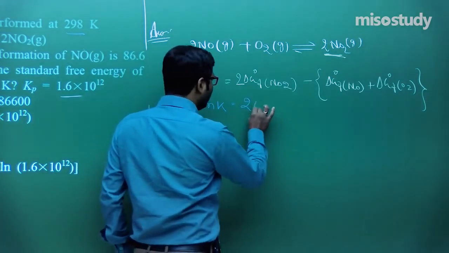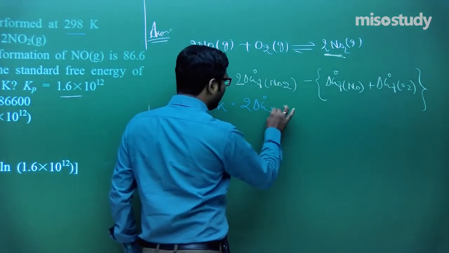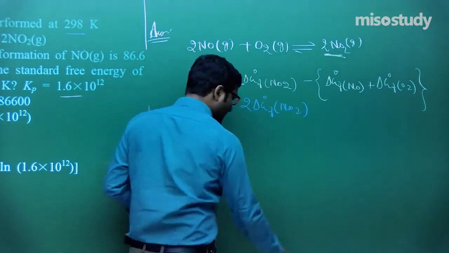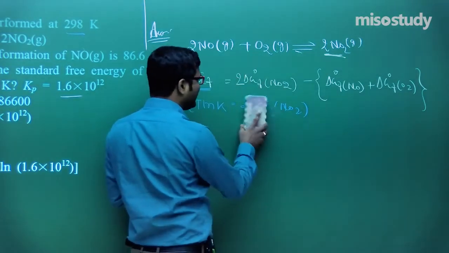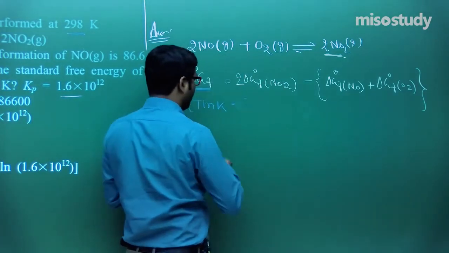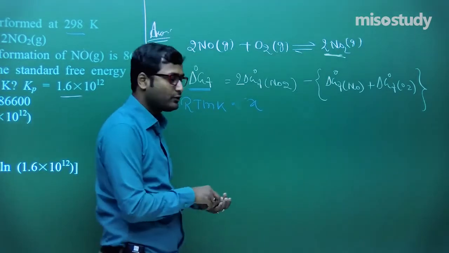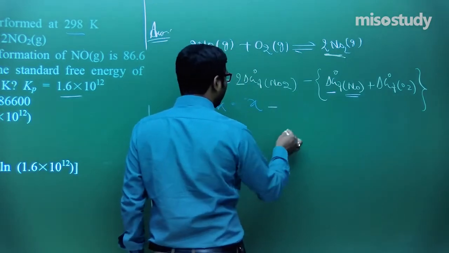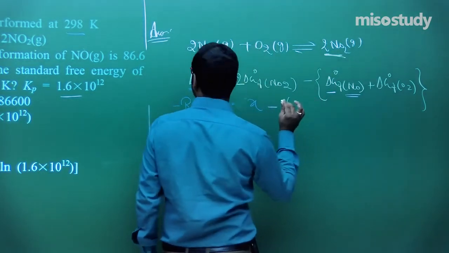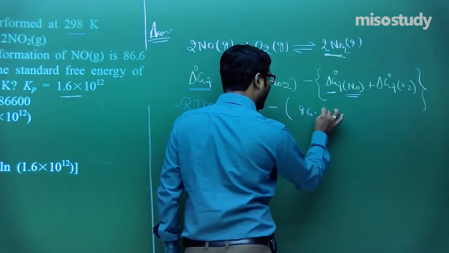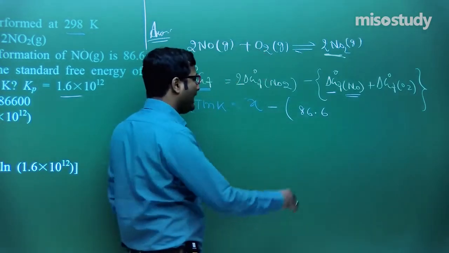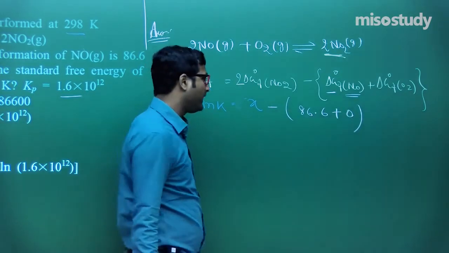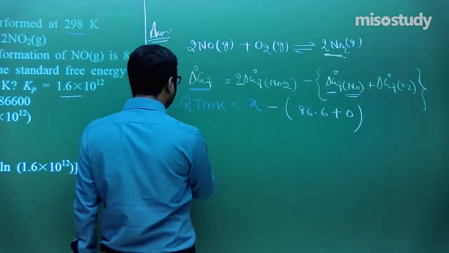Now, 2 delta GF NO2. We can write here X also, because we have to find this expression, that is delta GF. Put here X. Clear to you? What is the value of delta G formation of NO? According to the question, the value is 86.6 kilojoule per mole. And for O2 standard form, that is equal to 0. Clear, friend? Now, what to do next?